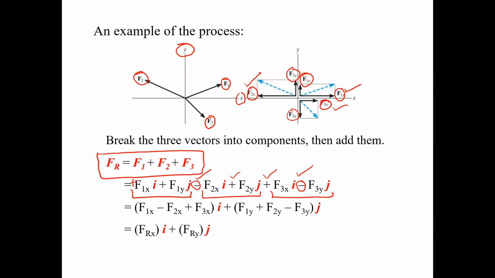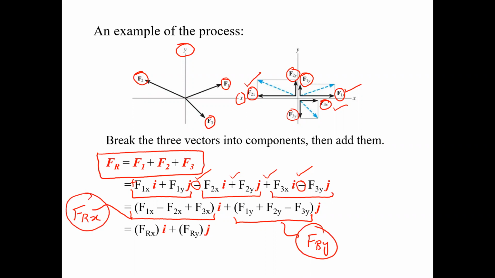All right, so once we have this, then we can just add up all the x components and the y components, right? So F1x minus F2x plus F3x times i, just take i as common. Then F1y plus F2y minus F3y. Keep the signs of the components, right? Times j. So this is your FRY, and this is your FRX, the resultant y component and resultant x component.